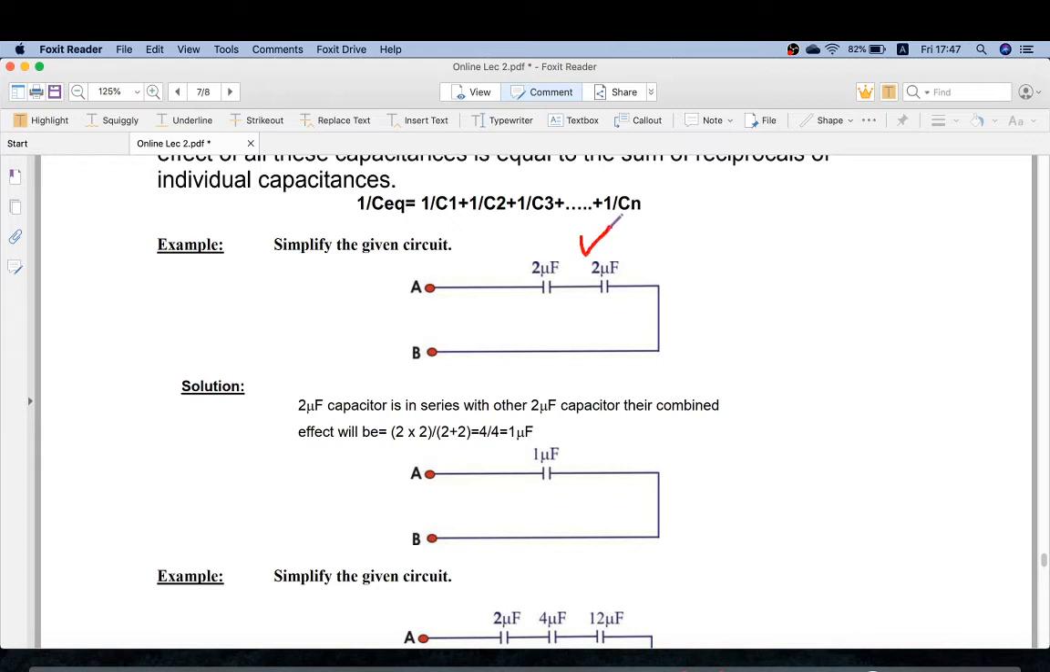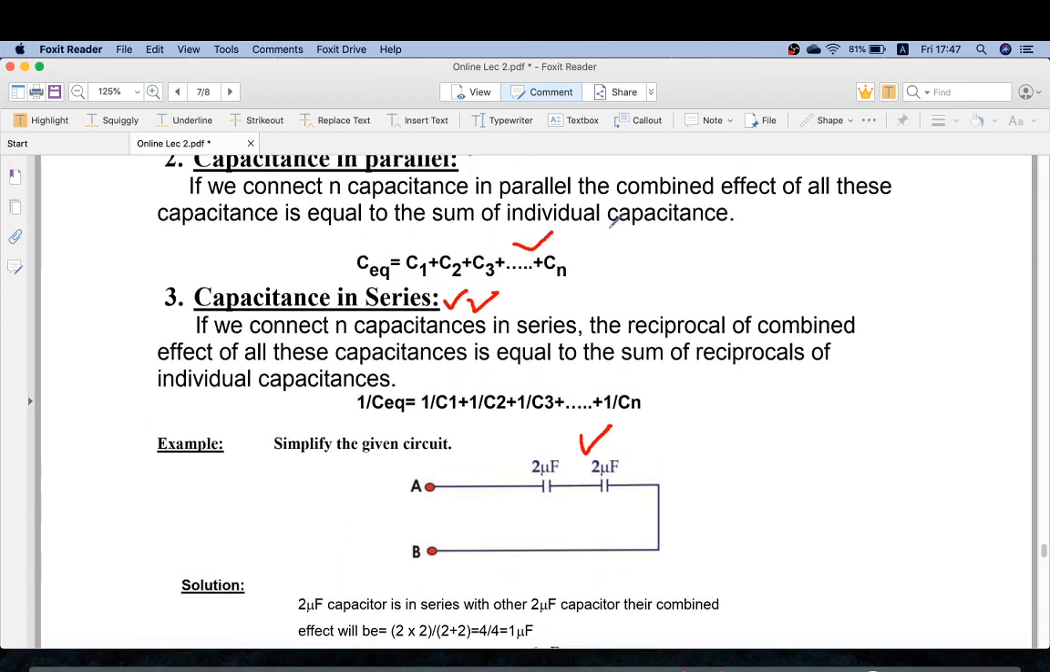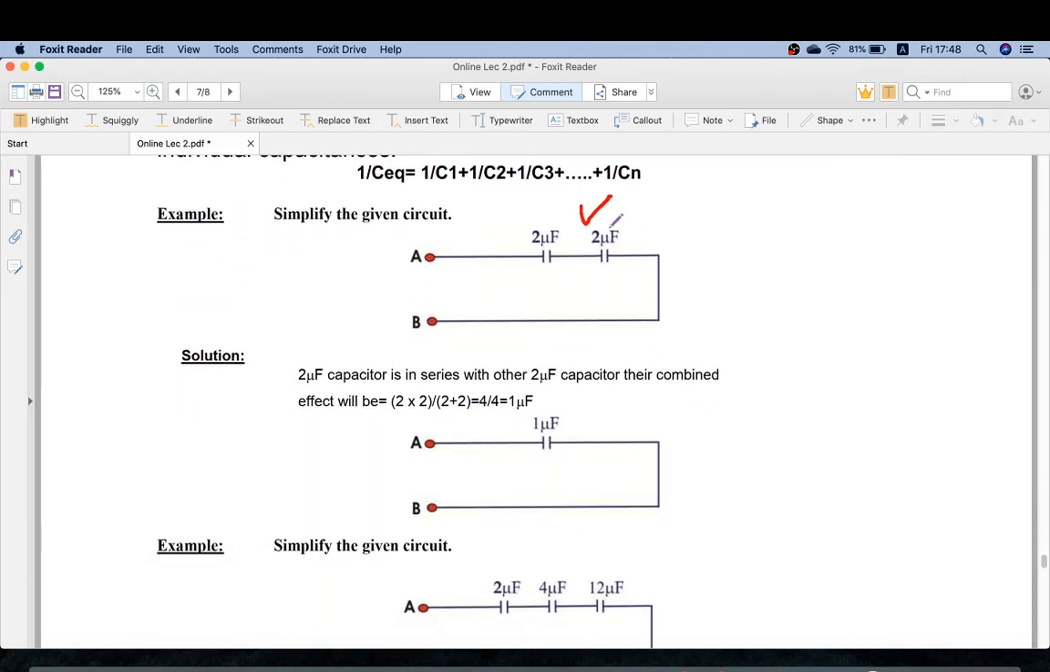Here is a simplified circuit. There are 2 capacitors, 2 microfarad and 2 microfarad. How will we solve this? These two capacitors are in series. If it was a resistor or an inductor, we would simply add them, but it is a capacitor. So for capacitors in series, we use the formula 2 into 2 divided by 2 plus 2, which is equal to 1 microfarad. So this is the simplified circuit.